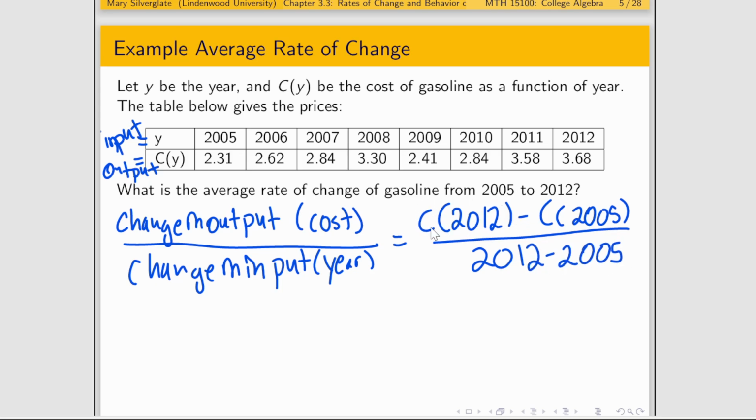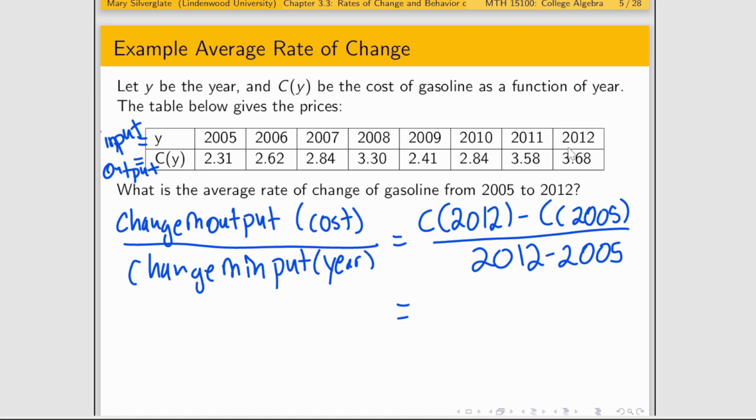Had you listed the cost of 2005 first, you would have to list 2005 first down here. By tradition, we tend to list the bigger x value as x2 and the smaller x value as x1, but there's no law that says that you have to keep it that way. You can change it up a little bit if you prefer.